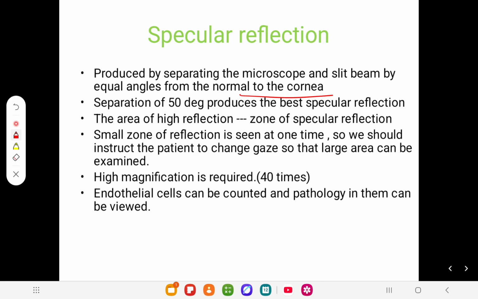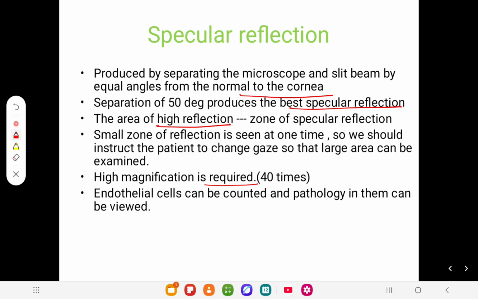Okay, so a separation of 50 degrees produces the best specular reflection. And the area of high reflection is called the zone of specular reflection. It's very important, whenever you want to see specular reflection, you always focus on the area of higher reflection. A small zone of reflection is seen at one time, so we should instruct the patient to change the gaze so that a large area can be examined. High magnification is required because we are going to examine the surface, because specular means you are examining the surface. So individual cells can be counted and pathology can be viewed, but it's really difficult to count individual cells with a 40x slit lamp.